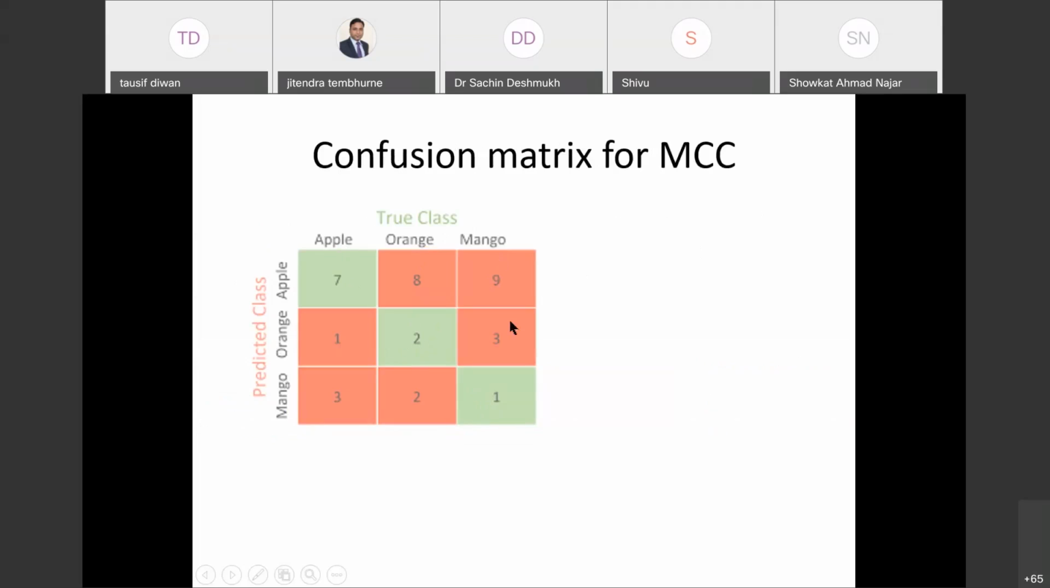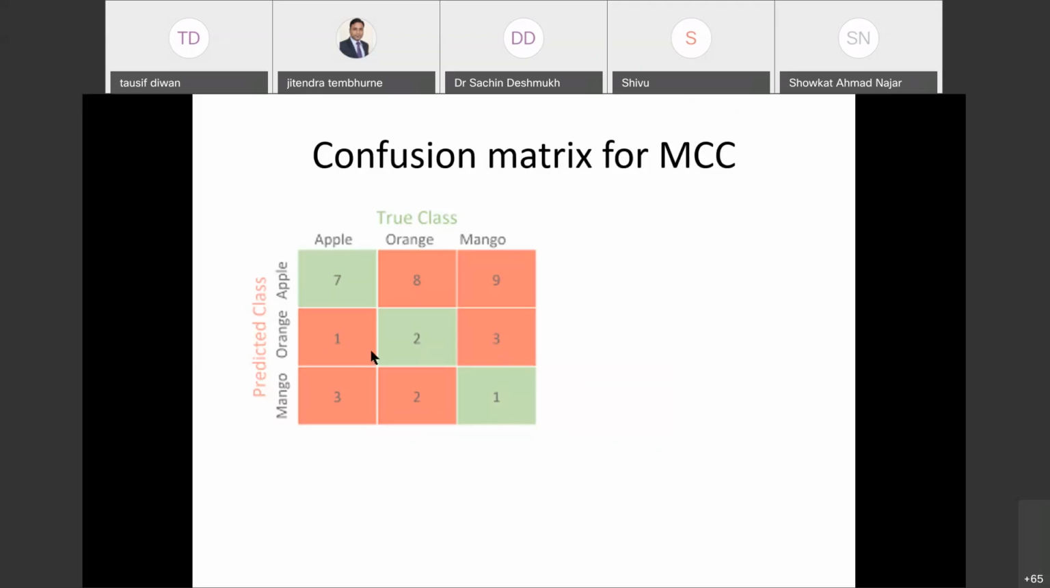Okay. Can anybody tell what is the false positive for oranges? False positive means predicted as oranges, but that is false. So what is the prediction for oranges? Yeah, 1 and 3 is the correct answer. So this is the prediction for oranges, this horizontal line. This 1 is a false prediction, this 2 is a true prediction, this 3 is a false prediction. So total false positive for oranges is 1 plus 3, that is 4.